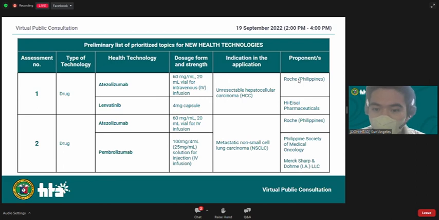So let's start with atezolizumab and lenvatinib for unresectable hepatocellular carcinoma, submitted by Roche Philippines and High SI Pharmaceuticals. Then atezolizumab and pembrolizumab. Again, atezolizumab submitted by Roche Philippines and pembrolizumab submitted by the Philippine Society of Medical Oncology and Merck Sharp and Dohme. Next slide, please.